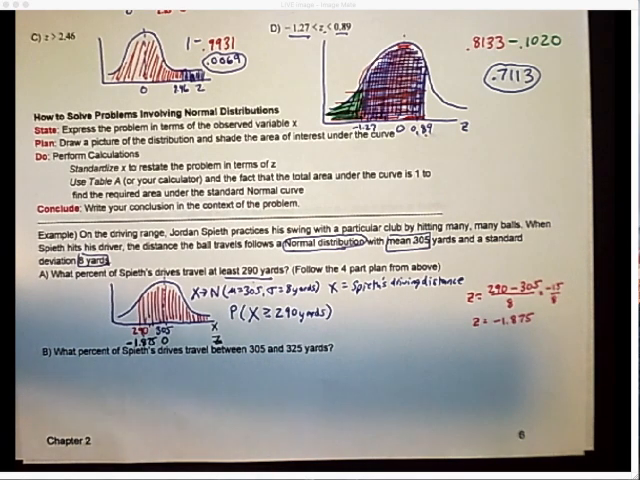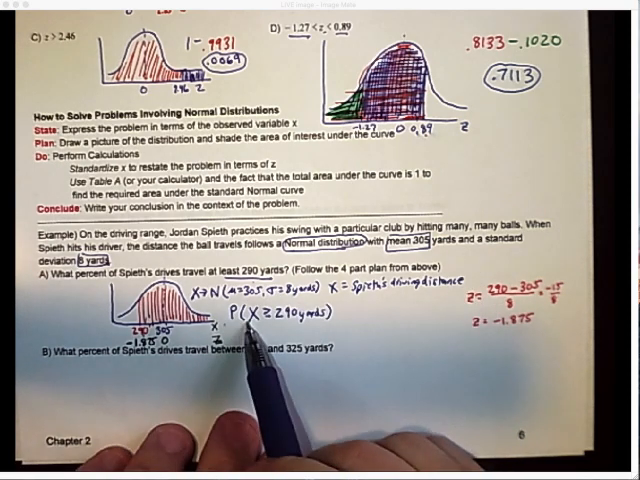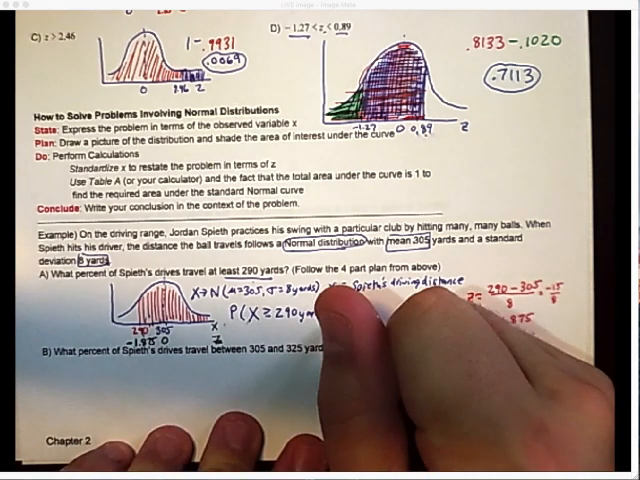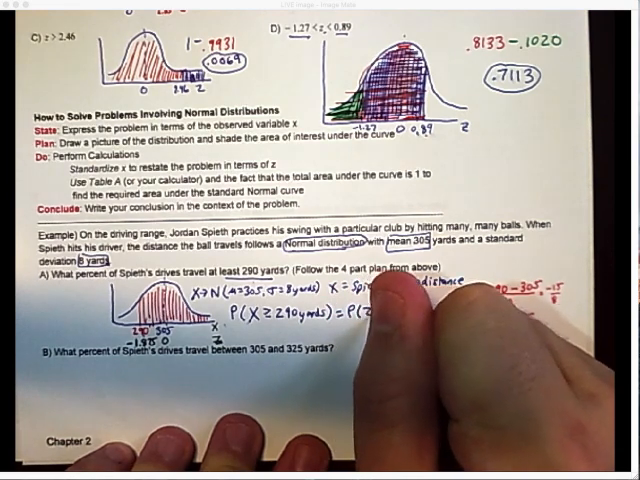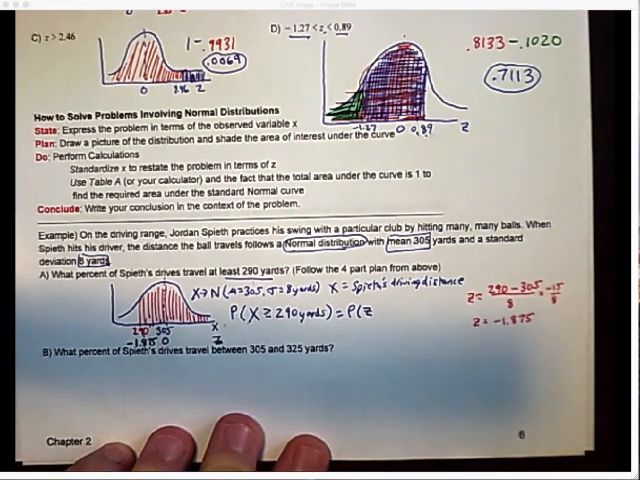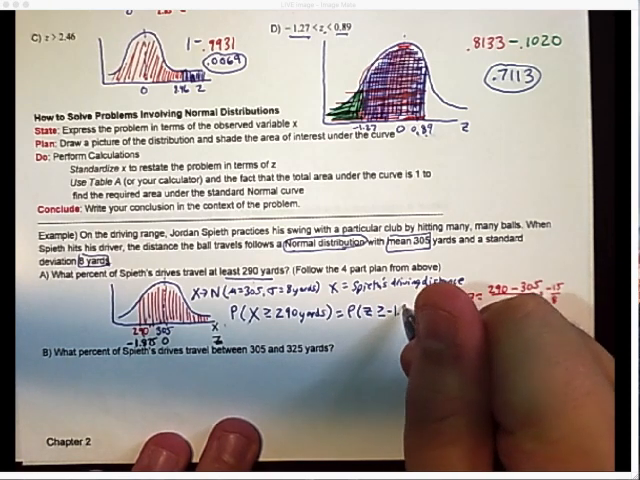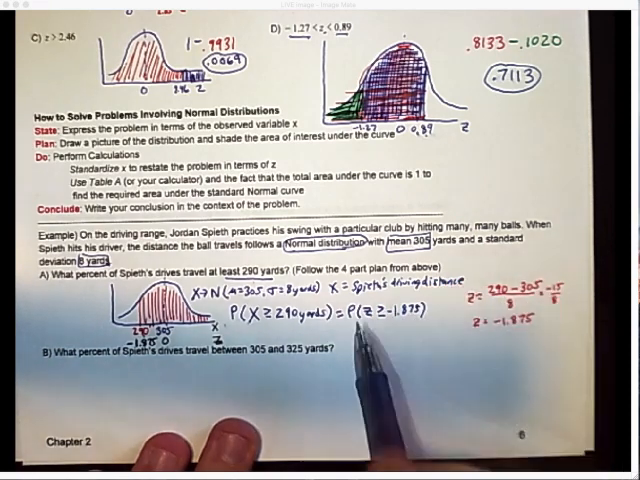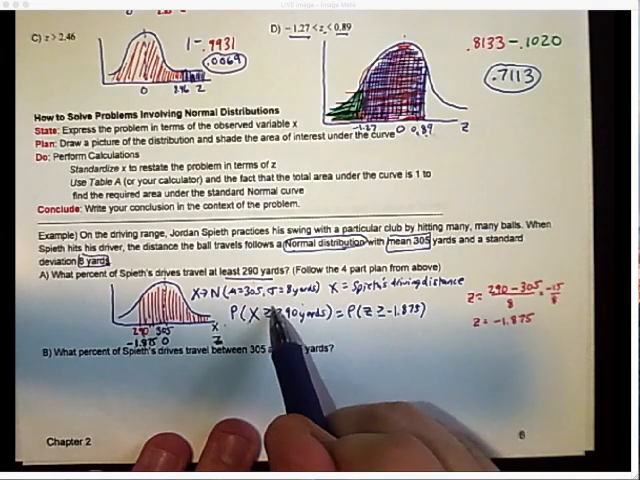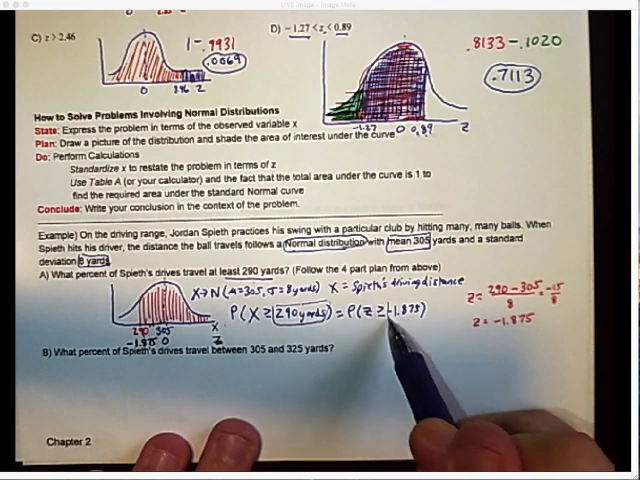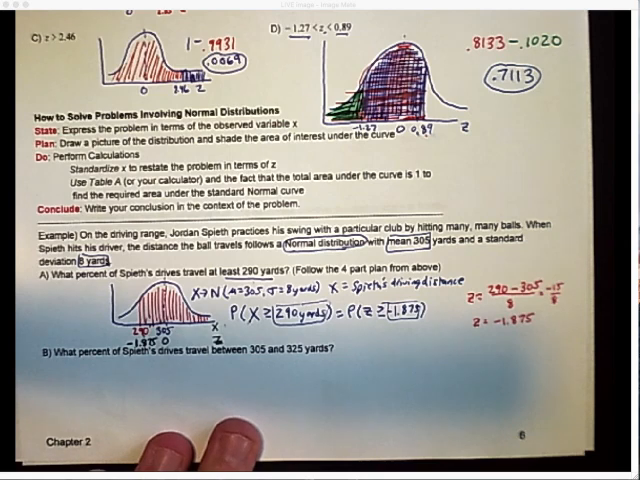So I'm going to show you how to do this two ways. So to find the probability that the variable is greater than 290 is the same thing as saying find the probability that the z-score is greater or equal to negative 1.875. These mean the same thing. This is a variable value, and we turn the variable value into a z-score.